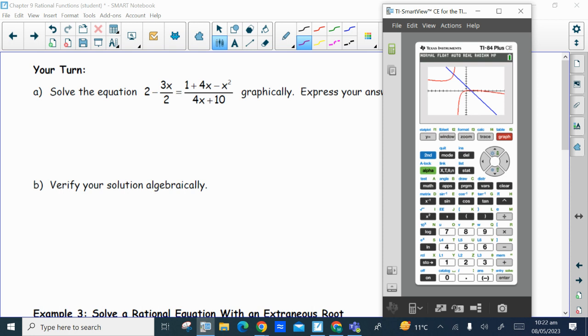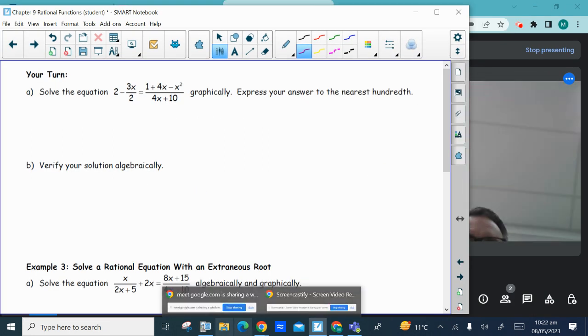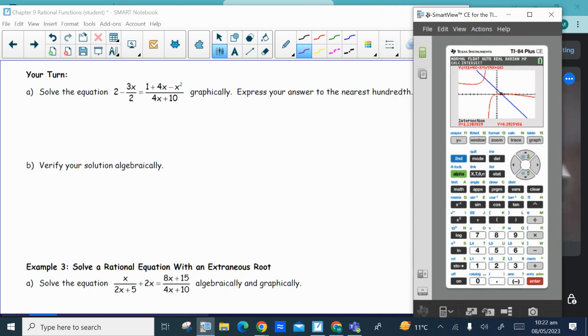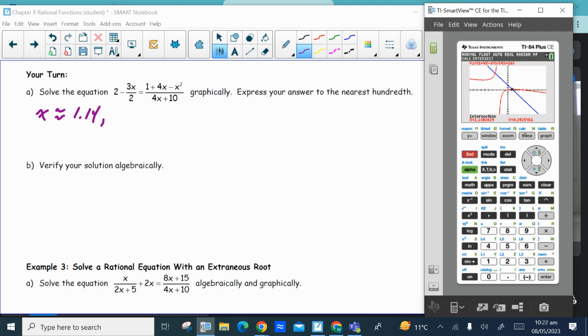The graph looks like 2 points of intersection. Second function trace, number 5 for intersect, enter, enter, enter. So 1.14 if we round to the nearest hundredth. And the other one, second function trace, 5 for intersect, enter, enter. I'll put my guess at -5, and it's actually -3.34.